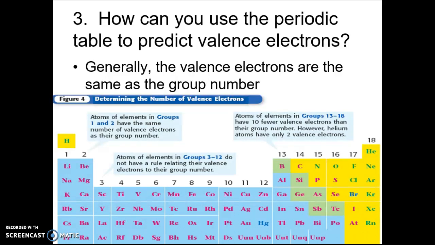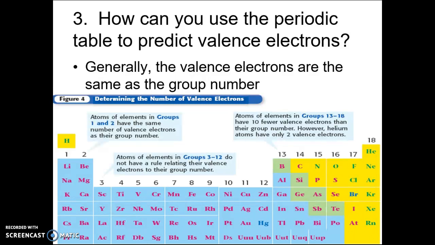Skip past the transition metals and go to group 13. In groups 13, 14, 15, 16, 17, and 18, if you subtract 10 from that number, you'll get the number of valence electrons each of those elements have. So in group 13, all of those elements have 3 valence electrons. In group 14, they have 4 valence electrons, and so on. The only exception to that in groups 13 through 18 is helium. Helium only has 2 valence electrons because it only has 1 electron shell, or 1 electron energy level.